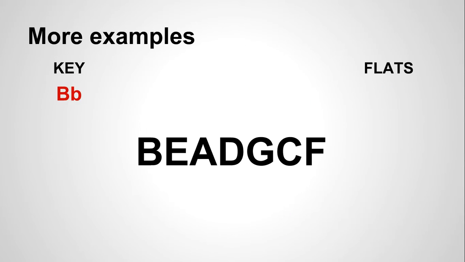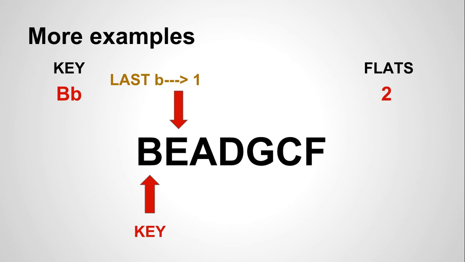And one more example here. The key of B flat. How many flats? First thing, find the key. Key of B flat. Then do what? Go over 1. E flat is the last flat. Therefore, how many flats in the key of B flat? 2 flats. And that's basically how you do it for flats. Thanks for watching.